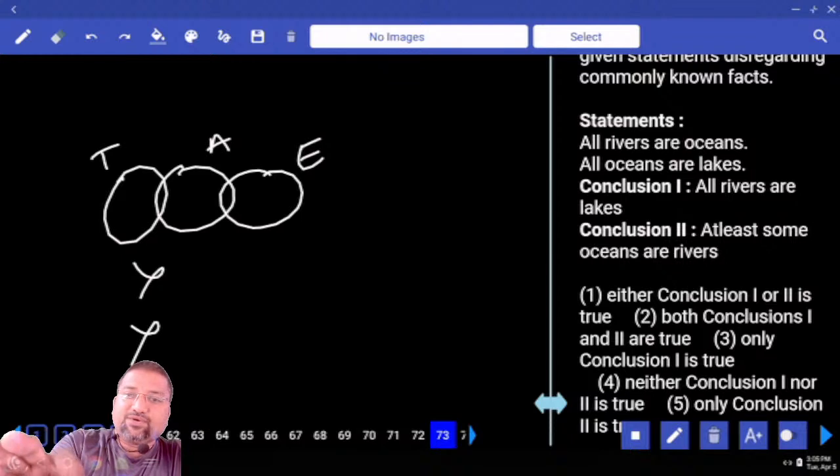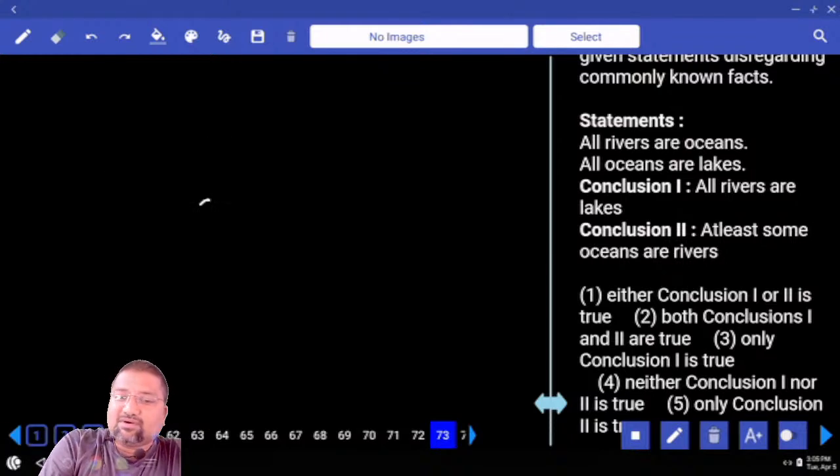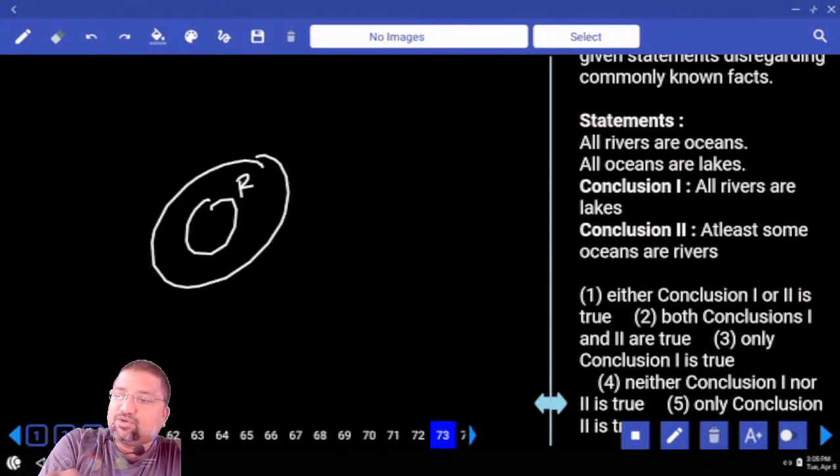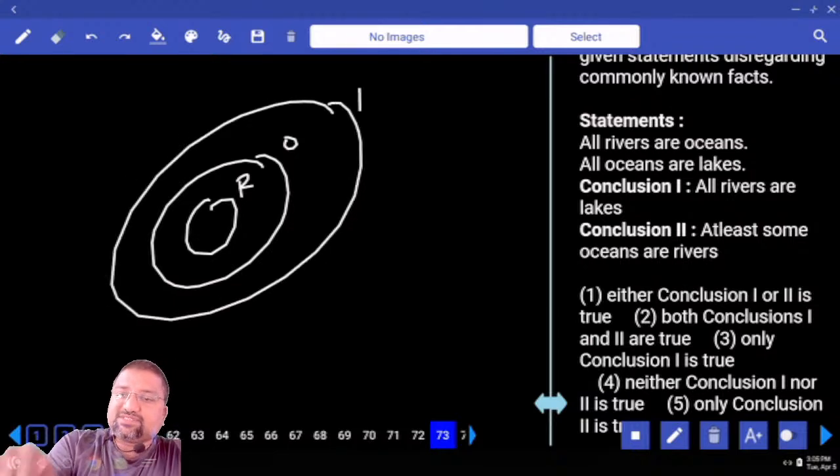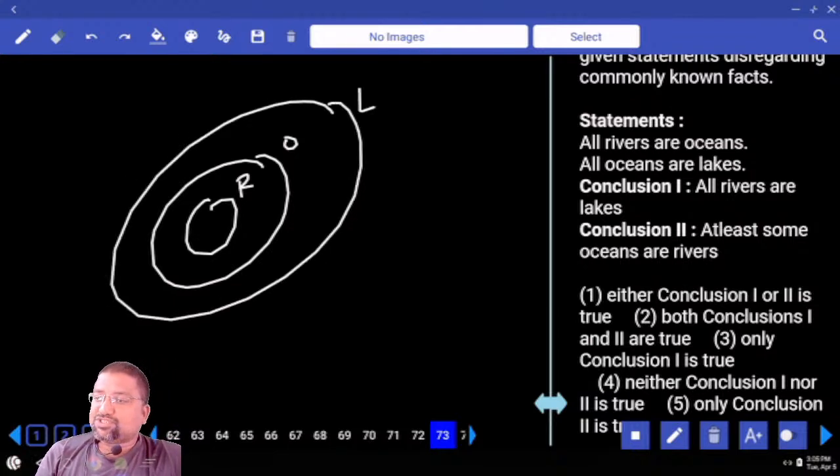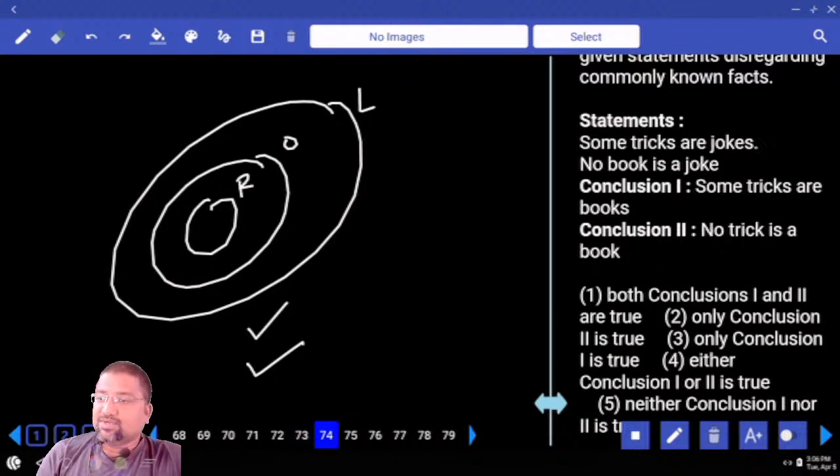73. Again, you have all the statements as positive. All rivers are oceans. All oceans are lakes. First conclusion: all rivers are lakes. Right or wrong? Right. Some oceans are rivers. Yes. What's your answer? Both 1 and 2.